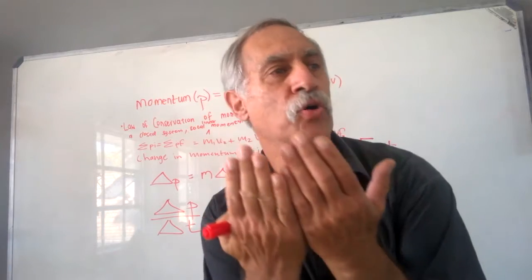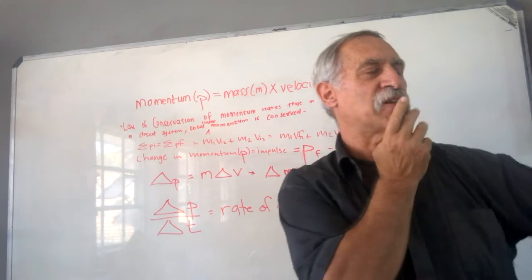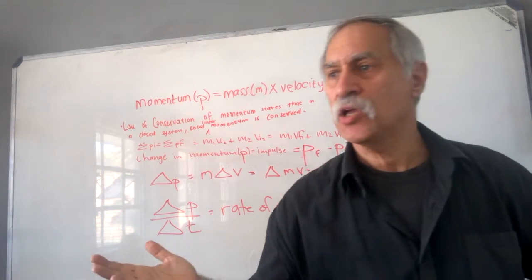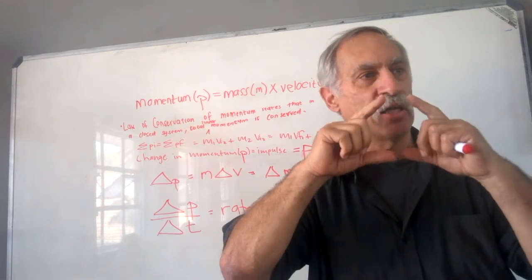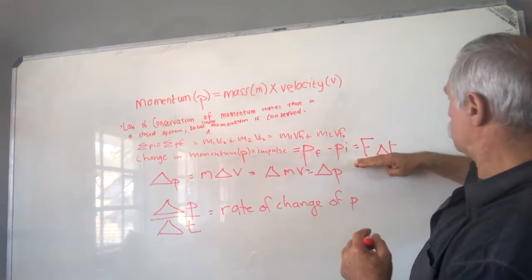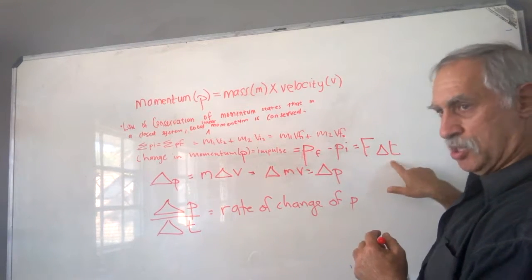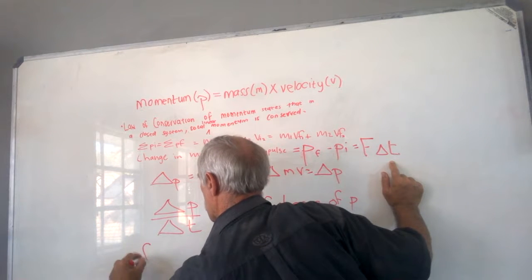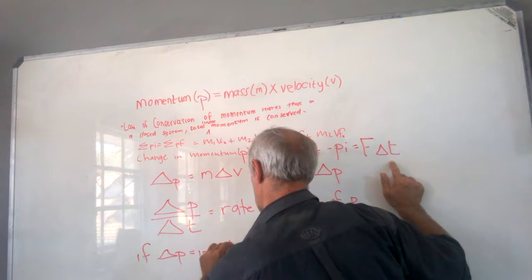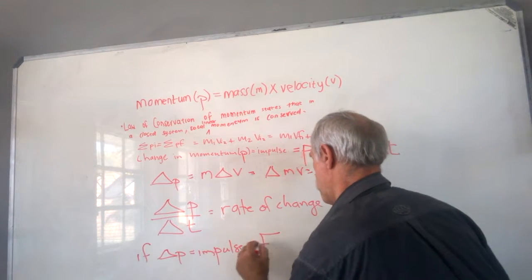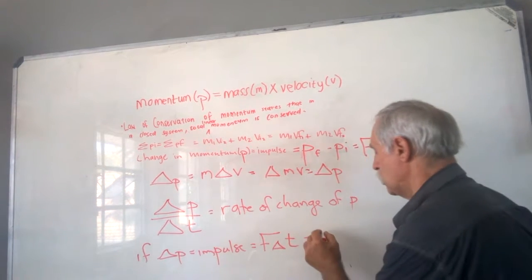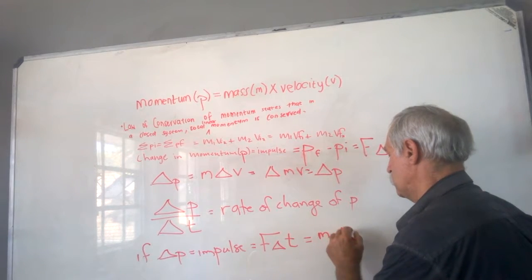And all it takes is to go home, guys, and read it through. And then say to myself, what is rate of change of anything? It means, anybody? Divided by time, change of time. If impulse is equal to F delta T, so if delta P equals impulse equals F delta T, what else is it equal to? Mass times change of velocity.